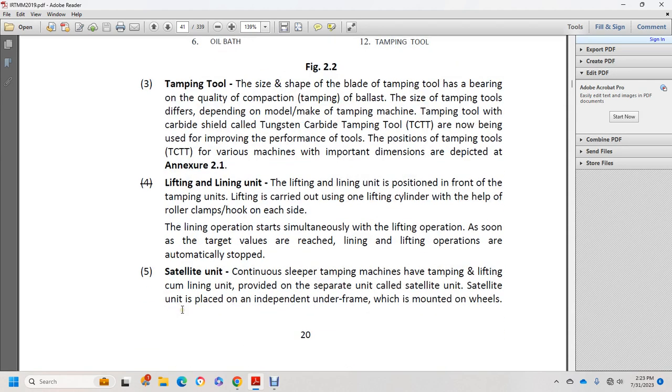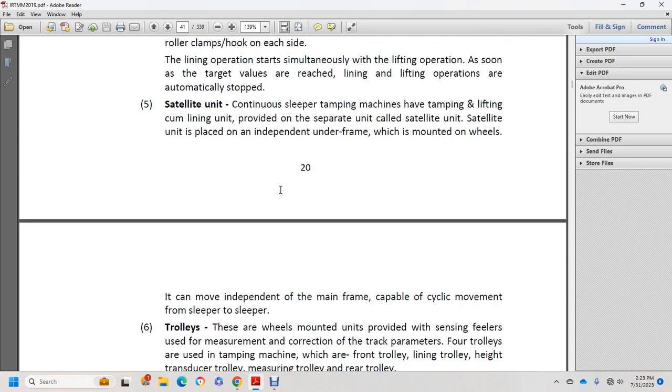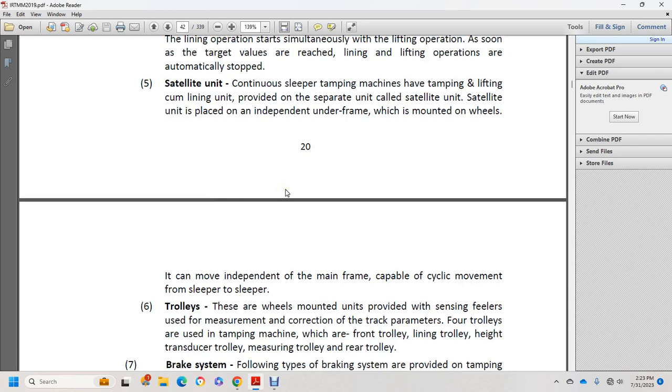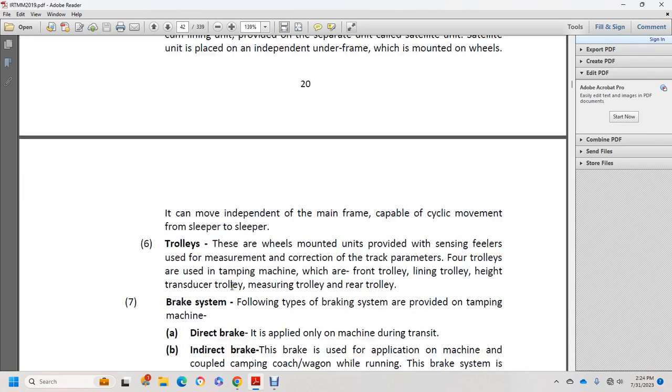Satellite unit: continuous sleeper tamping machines have the tamping and lifting-cum-lining unit provided with a separate unit called the satellite unit. The satellite unit is placed on an independent frame mounted on wheels. It can move independently of the main frame, capable of cyclic movement from sleeper to sleeper. The trolleys have wheels and units provided with sensing and measurement for correction of track parameters. There are 4 trolleys with the tamping machine: the front trolley, the lining trolley, the height transducer or measuring trolley, and the rear trolley.